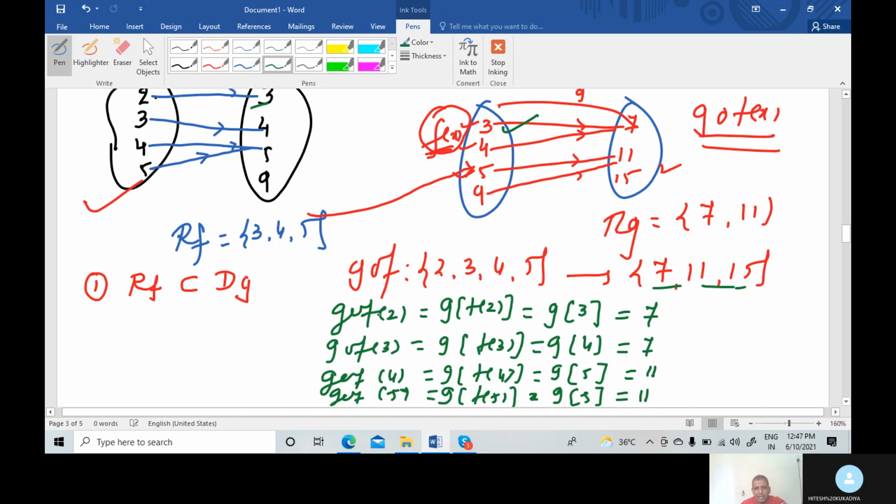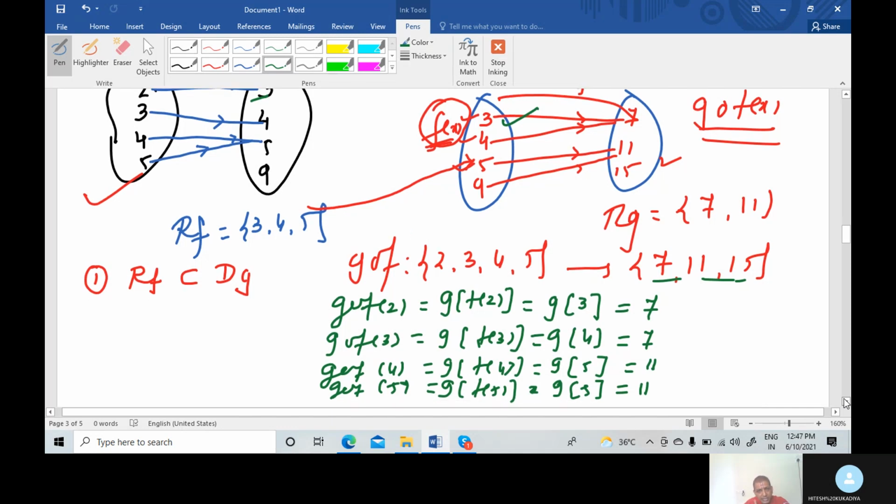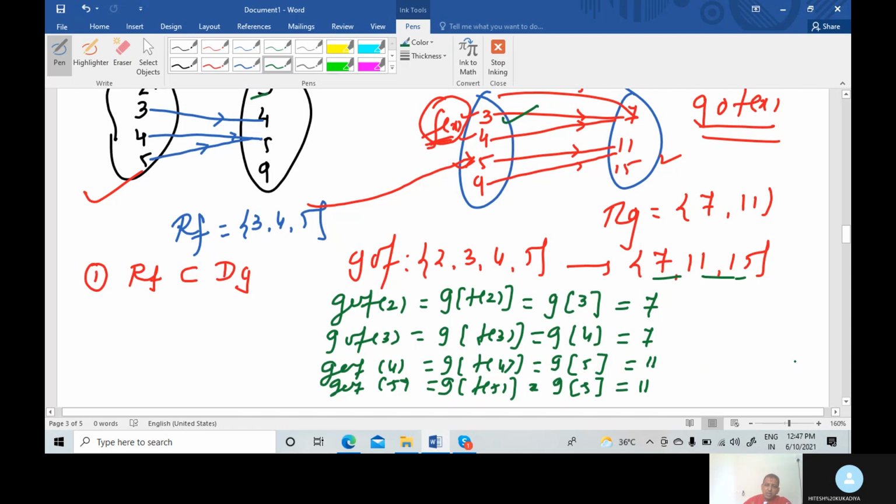Only we can put here 2, 3, 4, 5. So G5 answer is again this one. Is that clear? So our answer is only and only 7, 11. Is that clear? So GOF is possible. Now check whether FOG is possible or not.